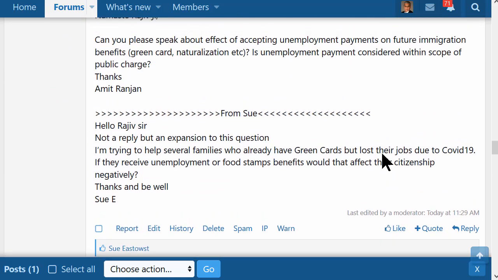So this is a question from Sue. She said, how about green card holders? Green card holders can take unemployment. They can also take extended benefits under the CARES Act, as far as I know. I don't see any problem with it. So if you have a follow-up question on unemployment, press *5.